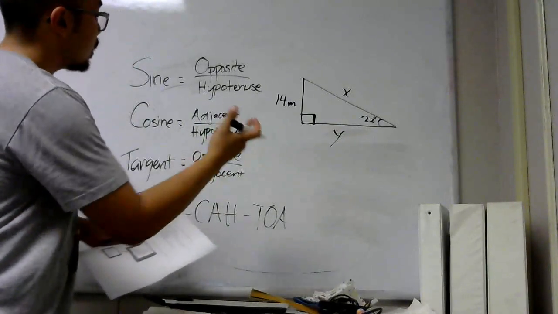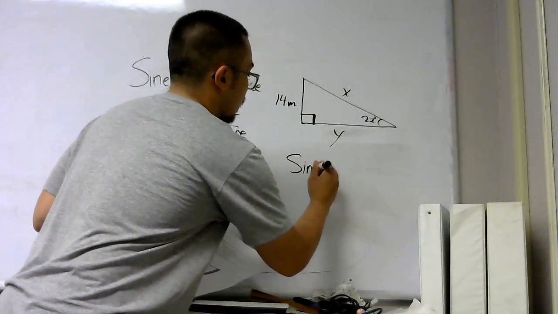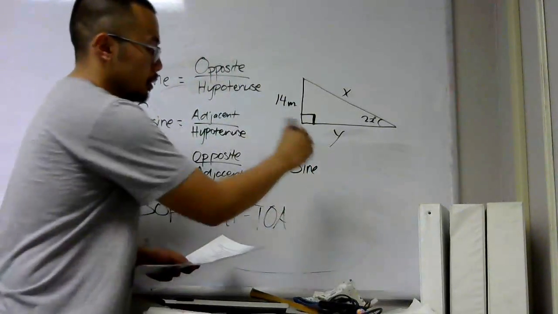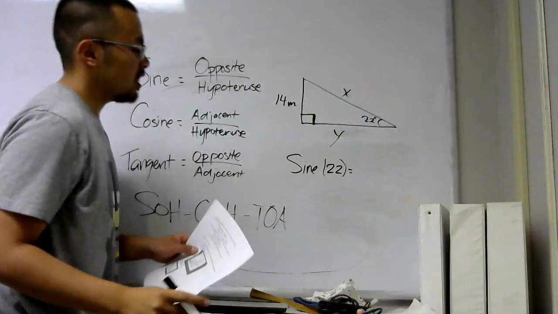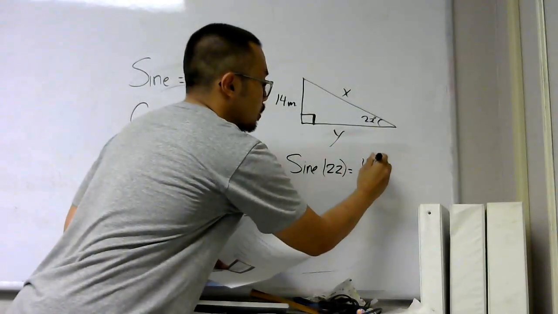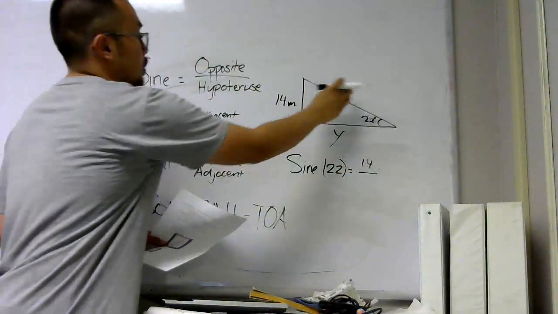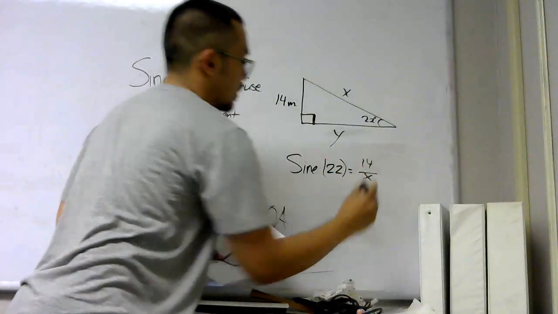So we're going to use sine here. Sine, and what is the angle? The angle is going to be 22, in parentheses, is equal to opposite, and we have 14 for opposite, over hypotenuse. And remember, hypotenuse is the unknown, so we put x here.